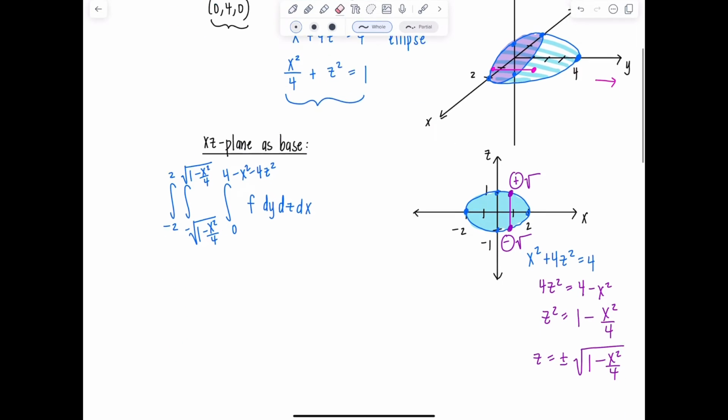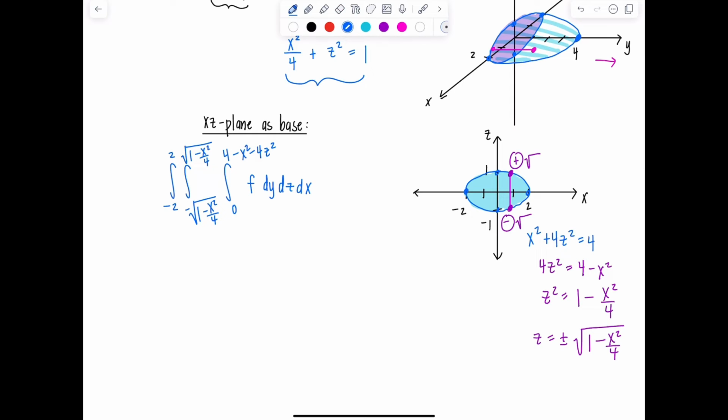Now we're going to still use the xz plane as the base, so I'm just going to interchange the order right here. So this one won't change. I'm still going to do y first. So 4 minus x squared minus 4z squared, f dy. And then now I'm going to have dx dz. So what does that change up?